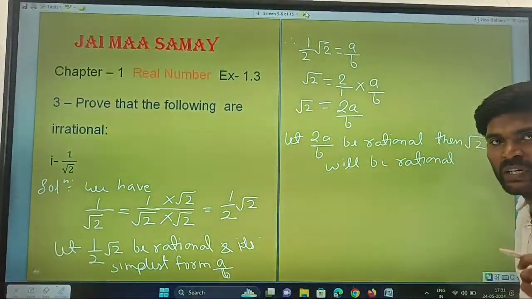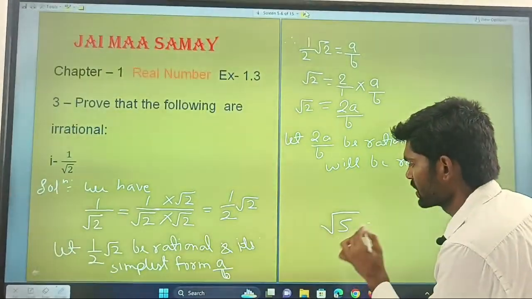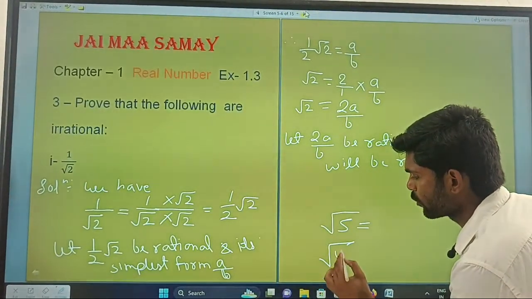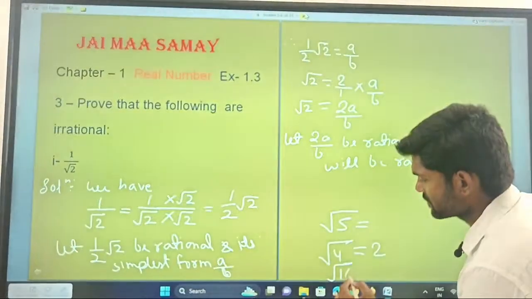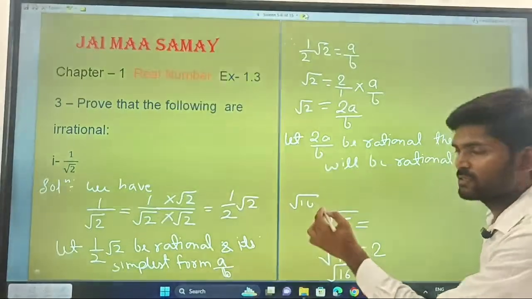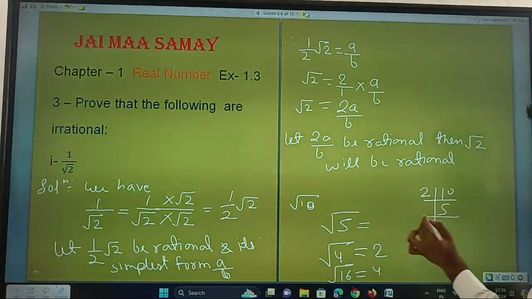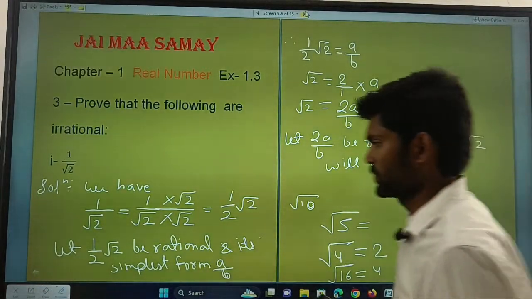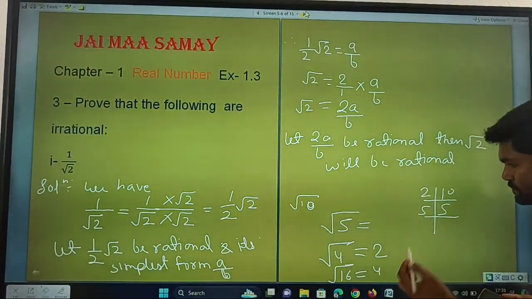Dear, one more time understand what is rational and what is irrational. Under root 5: this is not a perfect square, that's why this is irrational. But when you write under root 4, this is rational. Under root 16 is rational. But when you write under root 10, this is irrational. How? Take the prime factors of 10. Here it is not a perfect square because it is not making a pair. Okay, dear?